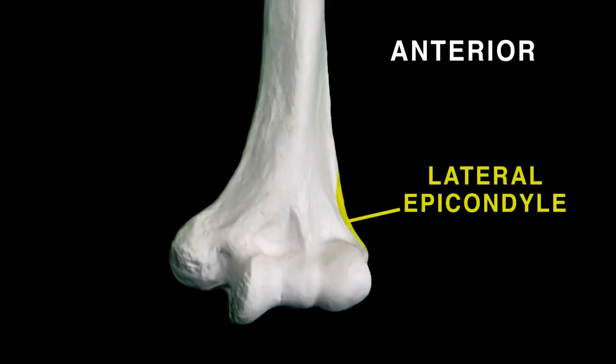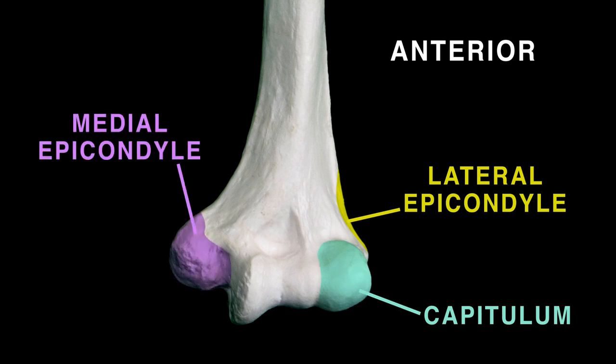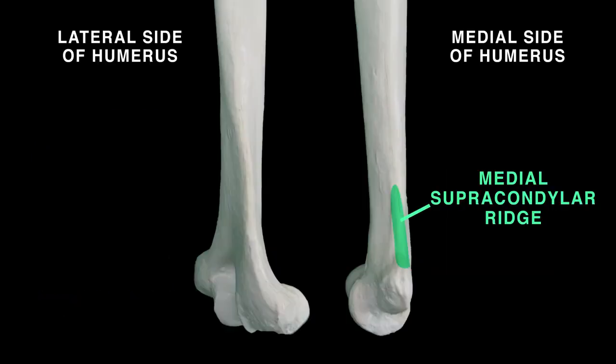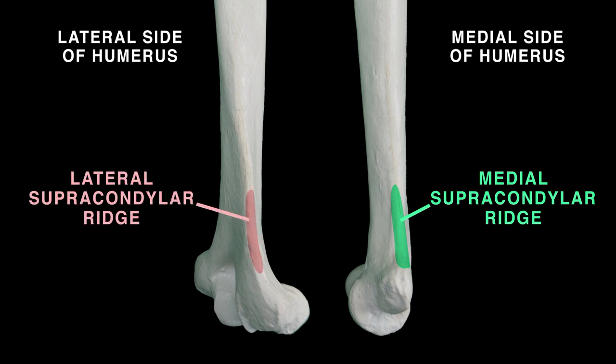The lateral epicondyle is a bulge of bone located superior and lateral to the capitulum, while the more prominent medial epicondyle is a bulge of bone located superior and medial to the trochlea. The medial supracondylar ridge is the sharp medial border of the distal humerus. The lateral supracondylar ridge is the sharp lateral border of the distal humerus.